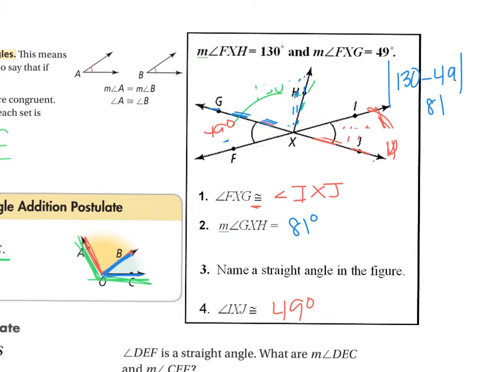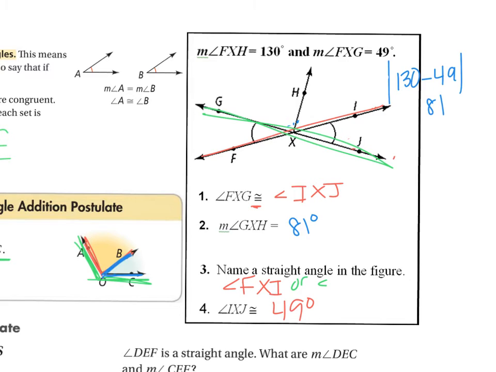Okay, let me erase this so we can see it a little bit better. So we have, name any straight angle in the figure. What's a straight angle? Well, it's a straight line. So there's a couple different options. You could say this one right here would be FXI or IXF. Or this one right here would be angle GXJ, or JXG.